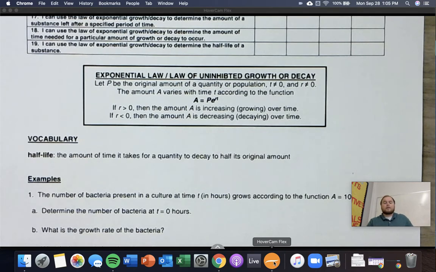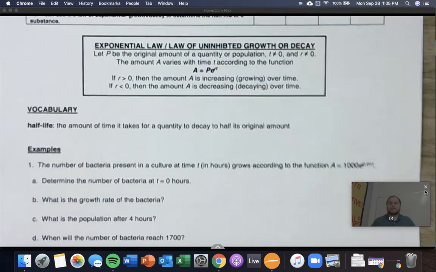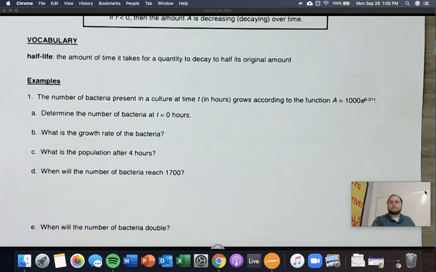A big vocabulary word that we're going to see every now and then, and we'll go over some examples of this too, is half-life. Half-life is the amount of time it takes for a quantity to decay to half its original amount. All right, so let's go ahead and look at an example here.